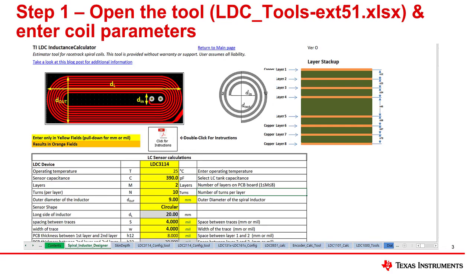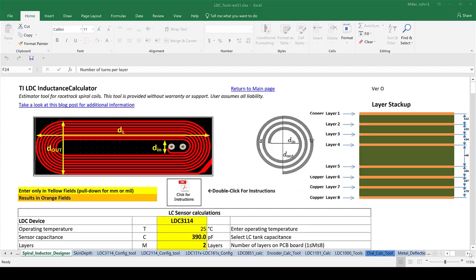After you've downloaded and unzipped the tool files, open the file named in the slide's upper banner and go to the tab Spiral Inductor Designer. Let's transition from the slides to the tool.